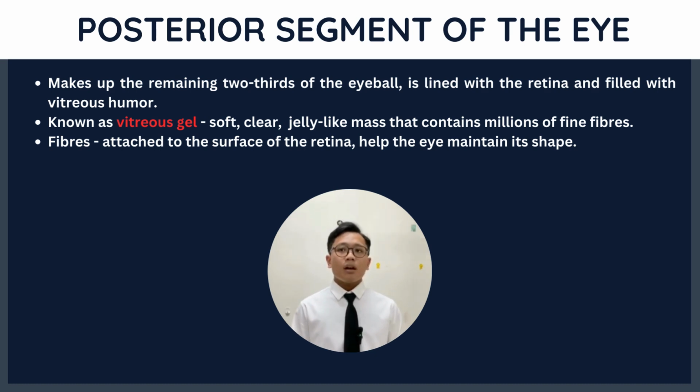Posterior segment of the eye. It makes up the remaining 2/3 of the eyeball, is lined with the retina and filled with vitreous humor, also known as vitreous gel, which is a soft, clear, jelly-like mass that contains millions of fine fibers. The fibers are attached to the surface of the retina and help the eye maintain its shape.